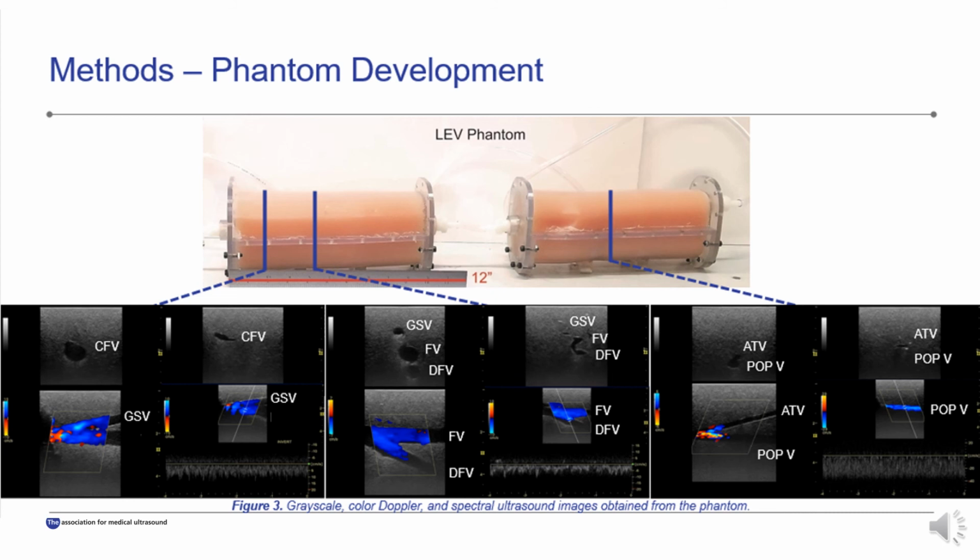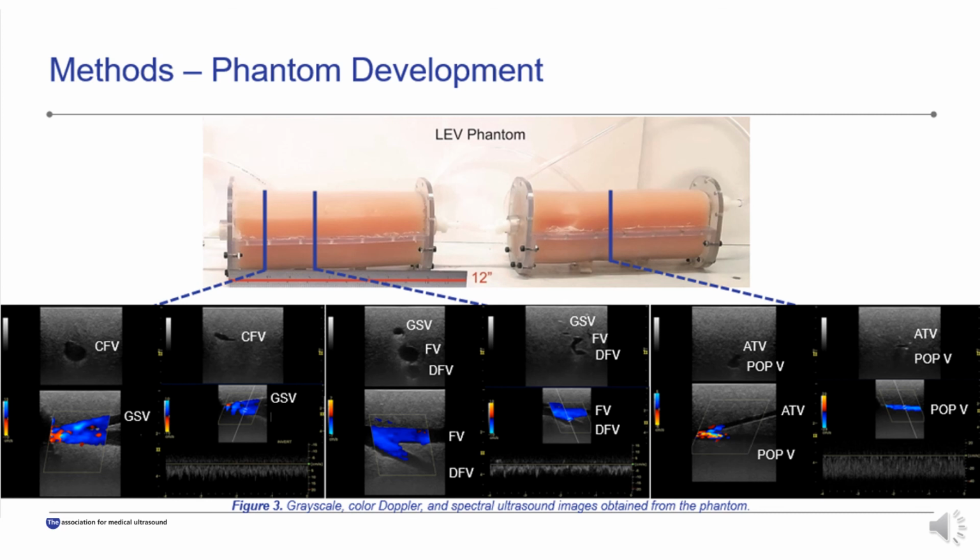The image on the far left-hand side demonstrates the takeoff of the greater saphenous vein from the common femoral vein. In the upper panels, you see the common femoral vein in a transverse view, and then with the compression technique, it collapses. In the images below, you see the longitudinal color Doppler image of the common femoral vein with the greater saphenous vein takeoff, and then a pulse wave Doppler sample showing continuous flow in the common femoral vein.